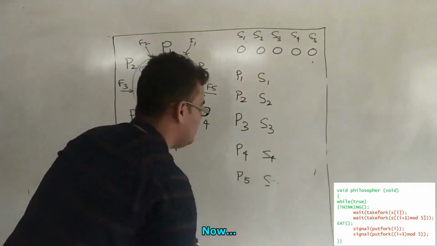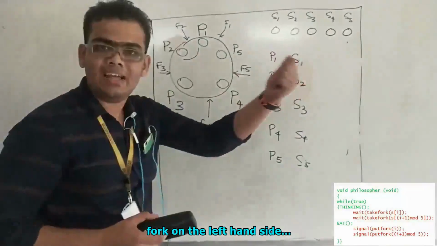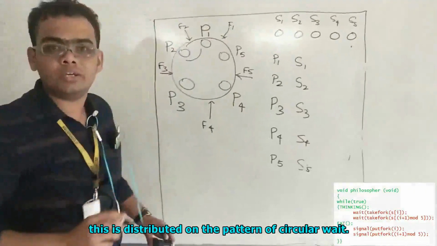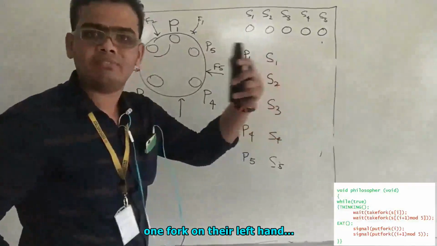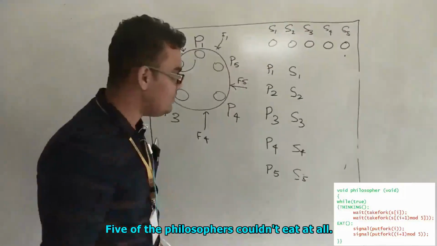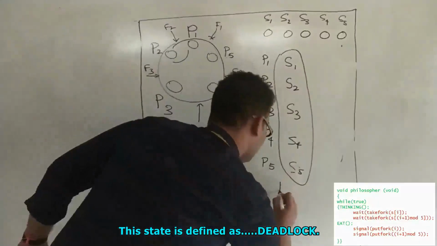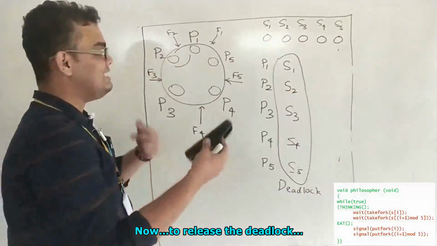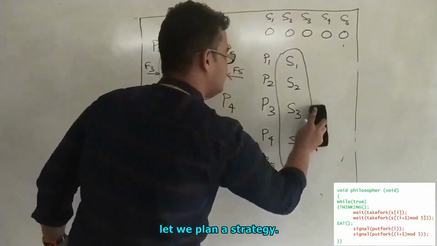Now, each of them has a fork on their left hand side. This is distributed in a circular way. Now, each of the philosophers has one fork in their left hand. The state that will now occur is that none of the five philosophers can eat at all. This state is defined as deadlock. Now, to release the deadlock, let me plan a strategy.